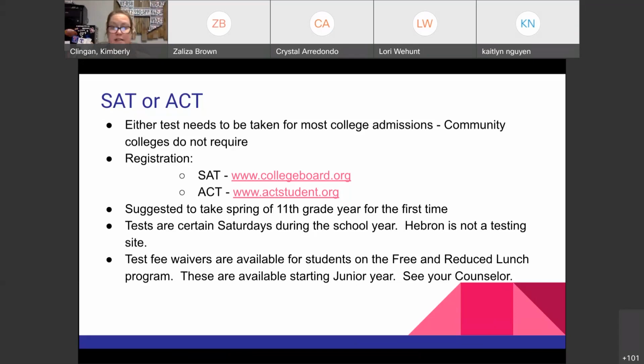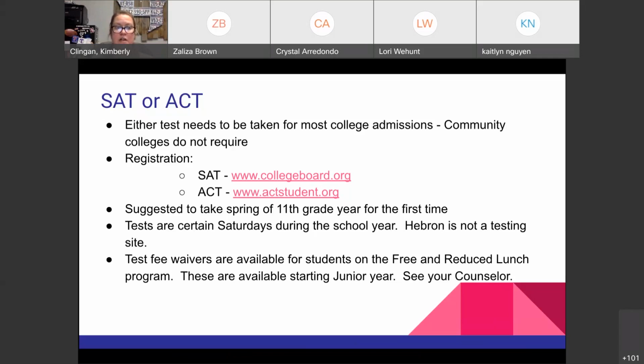We are not a testing site. With that said, though, over the last 2 school years, and I don't know if it's going to continue next year or not, we're constantly reevaluating it. The district is constantly reevaluating it. The school district has paid for students to take either one SAT or one ACT during the school year.